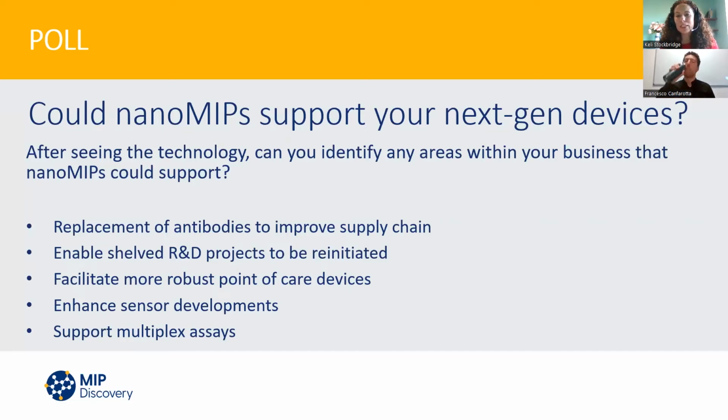So they're potentially a replacement of antibodies to improve supply chain. Could they enable shelved R&D projects to be reinitiated? Can they facilitate more robust point of care devices, enhance your sensor developments, and also support multiplex assays? So just a number of ways that MIPs could potentially support ongoing R&D projects. So I'll give everyone a moment to vote.